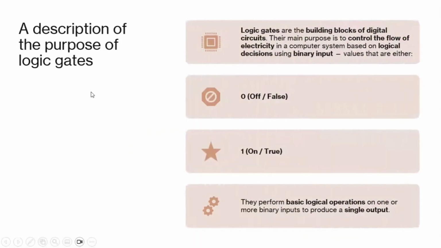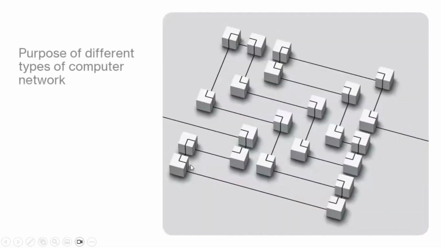And we are going to see a description of the purpose of logic gates. They are the building blocks of digital circuits. Their main purpose is to control the flow of electricity in a computer system based on logical decisions using binary input values of either 0, which is off or false, or 1, on or true. They perform basic logical operations on one or more binary inputs to produce a single output.